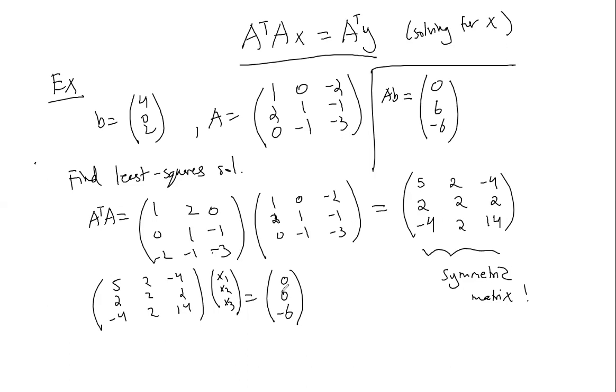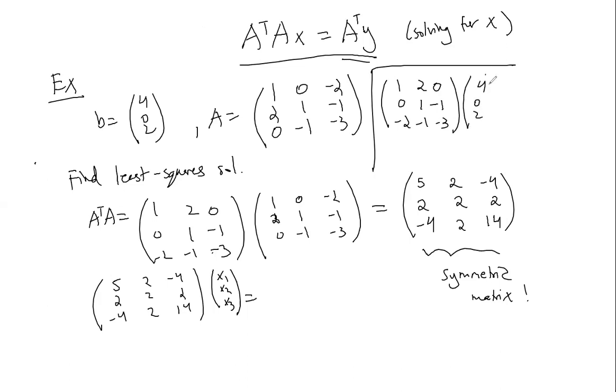Oh, shoot, you're right. It is A transpose b. This is incorrect. All right, good catch. It's A transpose b right here. Okay, let's do that a little more carefully then. 2, 0, 0, 1, -1. I guess even GSIs make mistakes. Okay, this is 4, -2, -8 minus 6 is -14. Great.